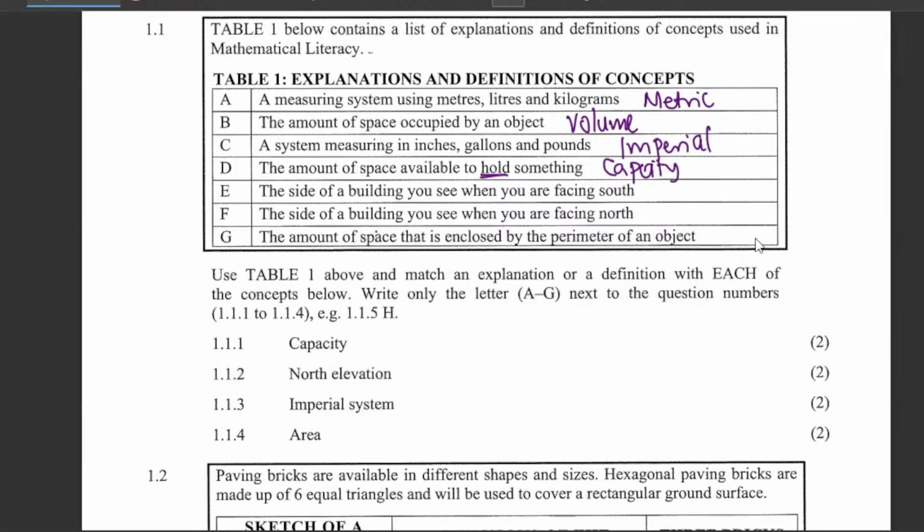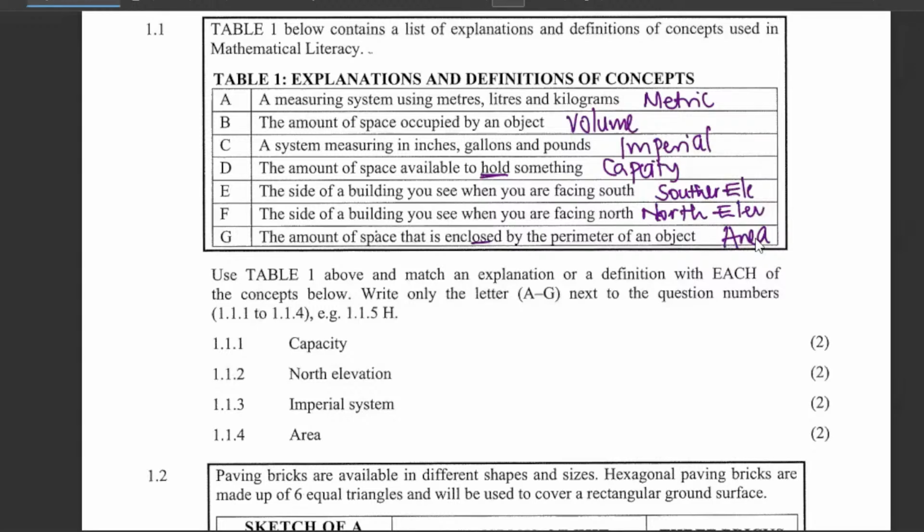A side of a building you see when you are facing south has to be the southern elevation. Then we go to the side of the building you see when you're facing north, this has to be the northern elevation. Then the amount of space that is enclosed, this has to be area.